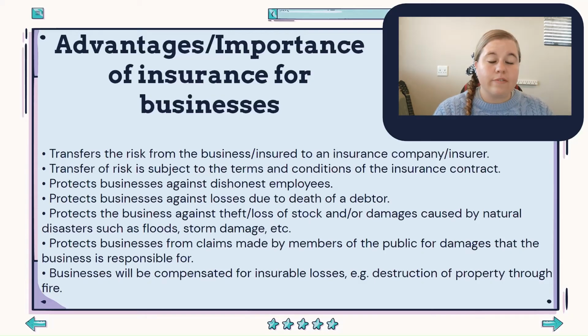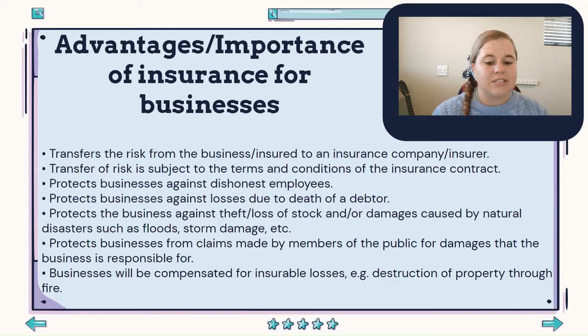Advantages or the importance of insurance for businesses. It transfers the risk from the business or the insured to the insurance company or insurer. In that way, it also provides, I guess, safety and a bit of comfort for the business, knowing that should something go wrong, they do have these insurance policies in place that can cover for theft and damage and even fires. Even floods can damage a lot of the stock. So by transferring that risk to the insurance company. The transfer of risk is subject to the terms and conditions of the insurance contract.